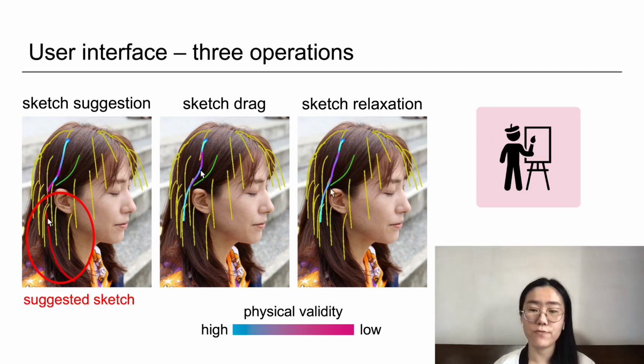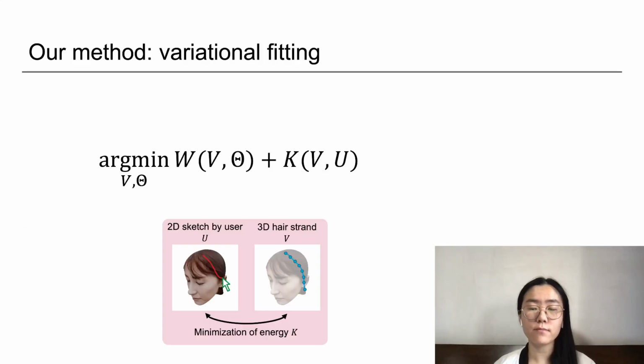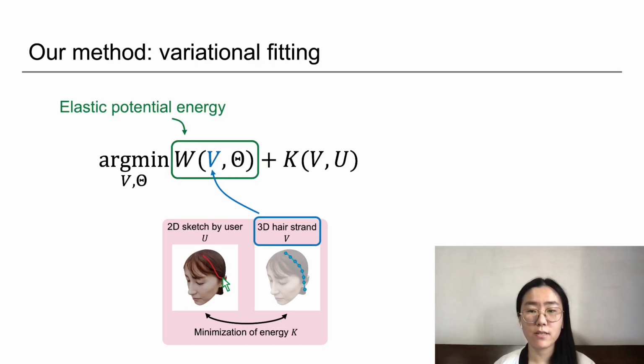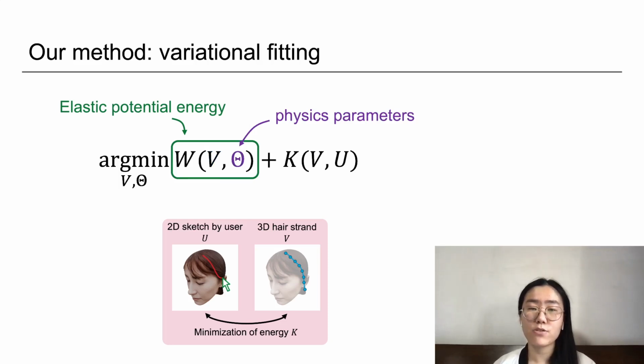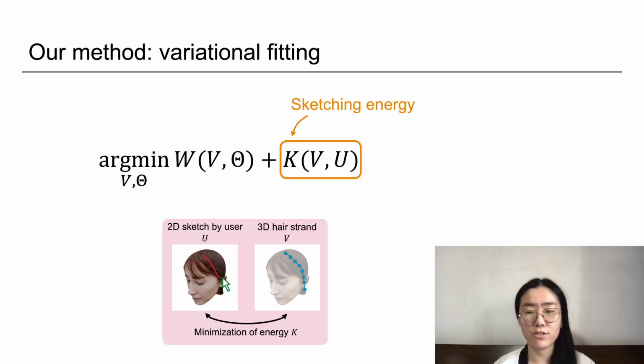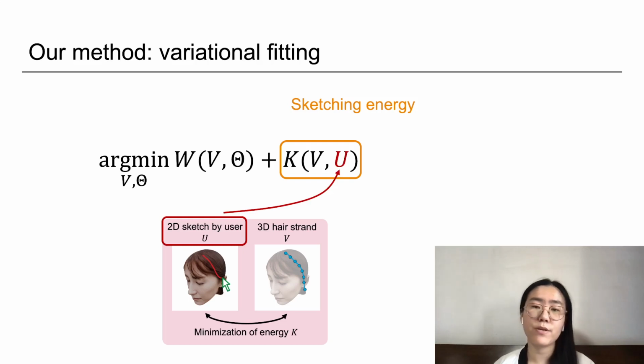But how do we achieve these tools? Well, let me introduce our method. The key is to optimize an energy function, W plus K. W is the elastic potential energy. V denotes the 3D hair strand, and theta denotes the physics parameters. Elastic potential energy describes the physical plausibility of the 3D hair. And the key is the sketching energy K. It penalizes the difference between the input 2D sketch and the 3D hair strand.